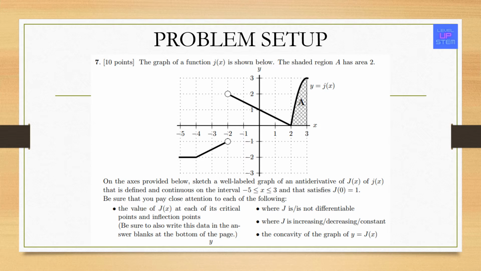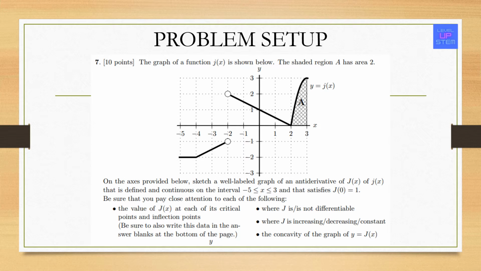So here's our problem setup. We have a graph of a function little j of x shown below, and that shaded region A has area 2, okay, that'll be for later. And on the axis provided below, which I'll show in a second, sketch a well-labeled graph of an antiderivative, big J of x, of little j of x, that is defined and continuous on the interval -5 to 3, which is the same interval as shown, and that satisfies J of 0 equals 1. So that's our first point, which is pretty important.